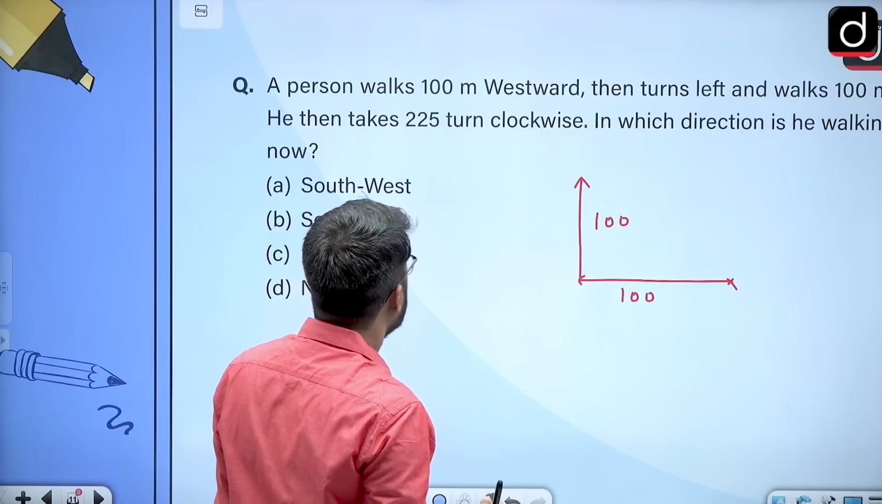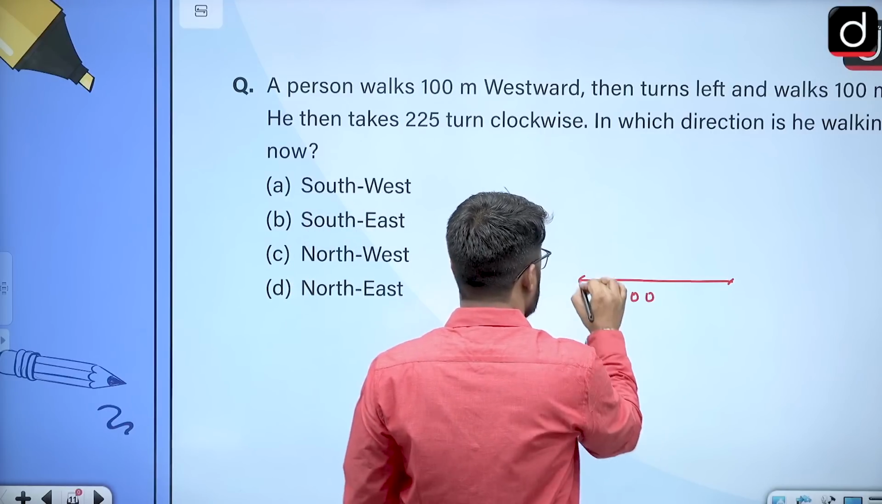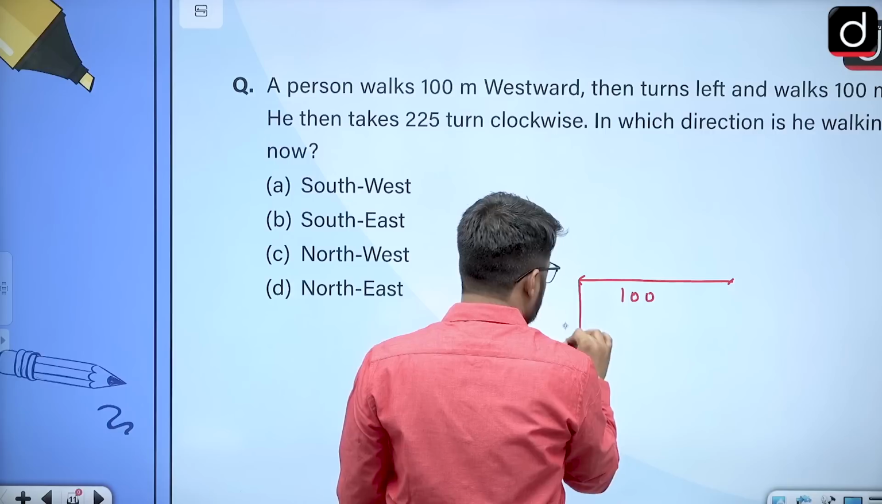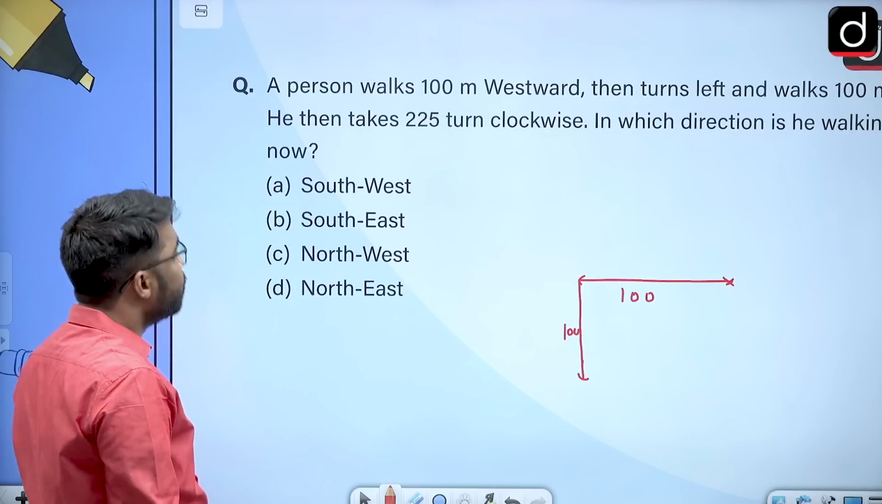A person walks 100 meters west, takes a turn left and walks 100 meters. Sir, he is taking a left turn and walking 100 meters, so he will be in south. Now he takes a turn of 225 degrees clockwise.